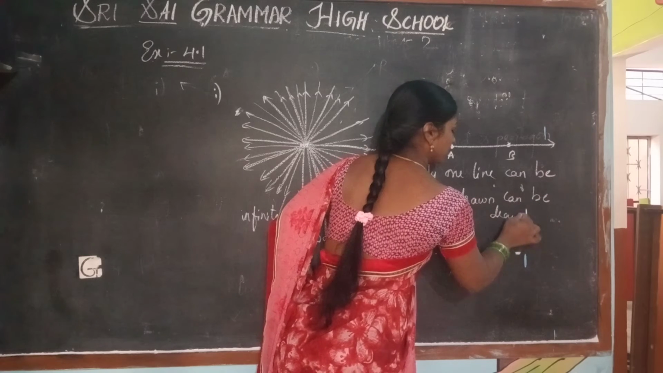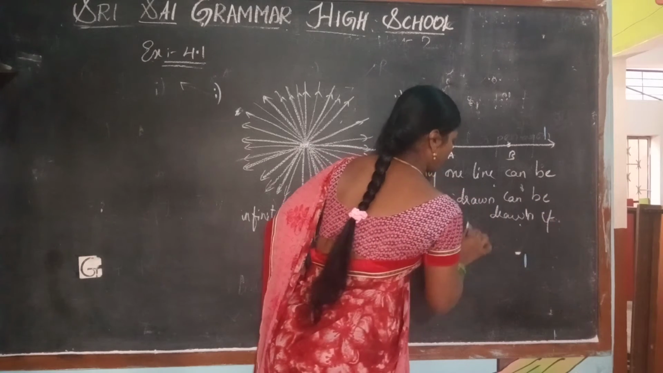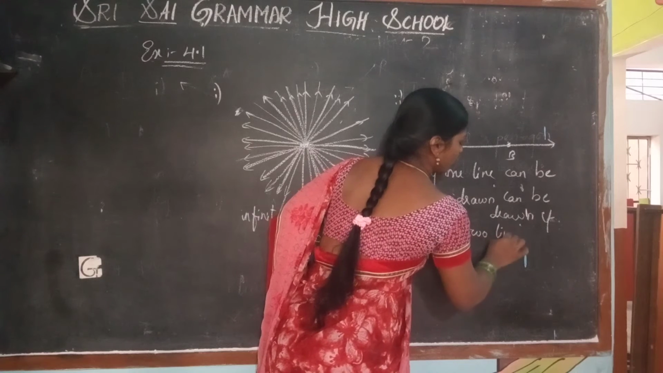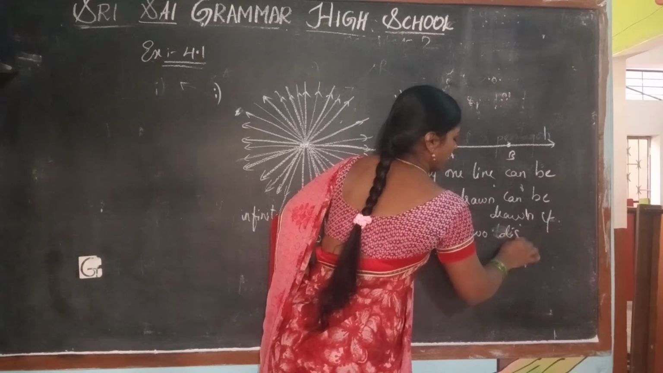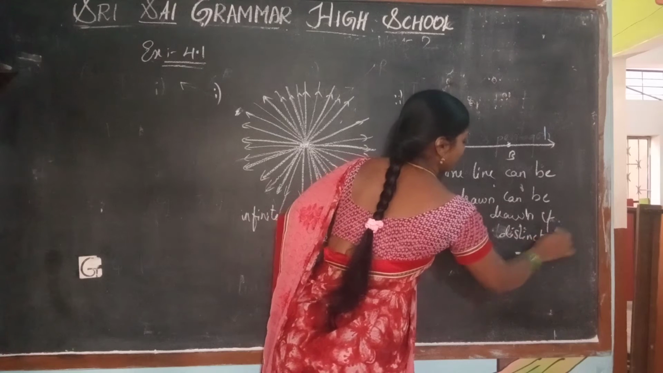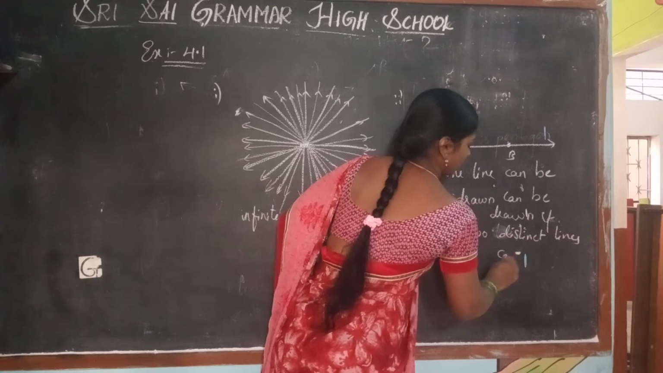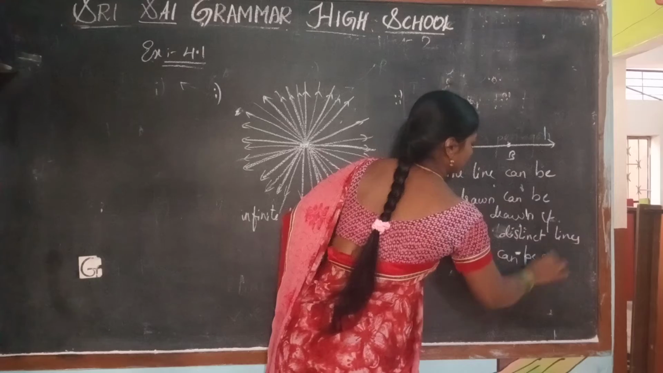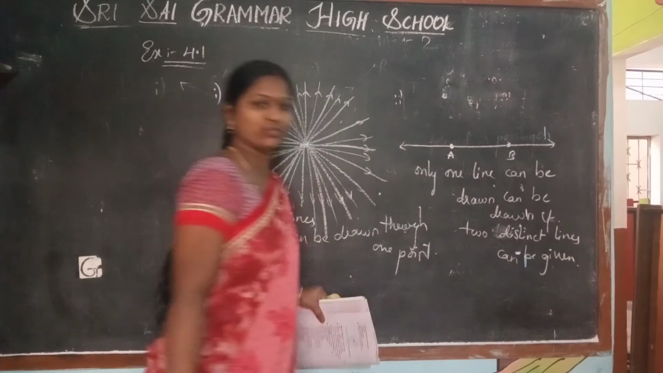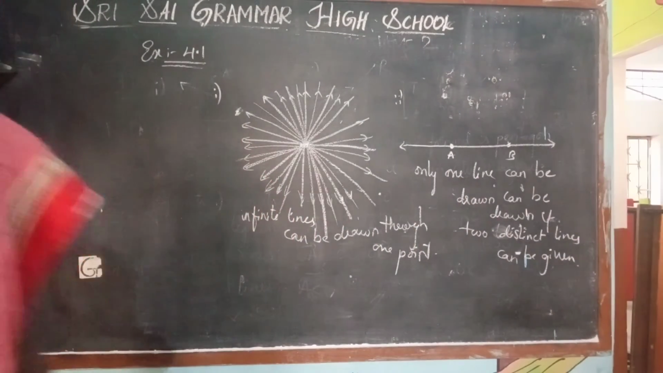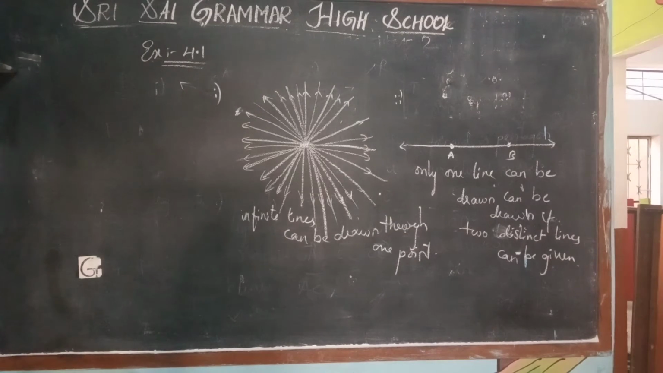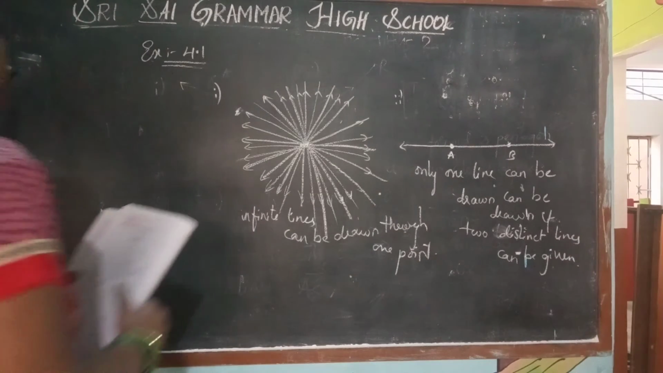Only 1 line can be drawn with two distinct points given. Yes, two distinct points can be given. Here everyone write down. Yes.